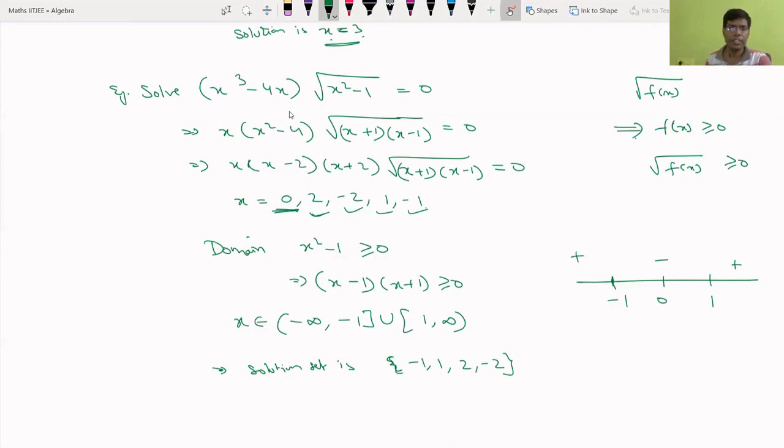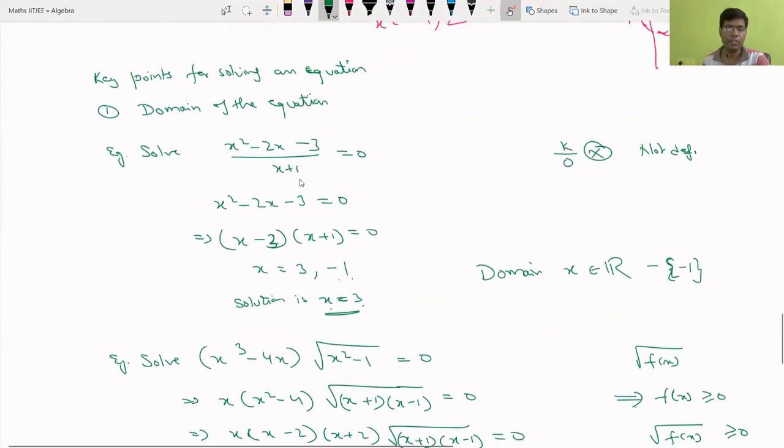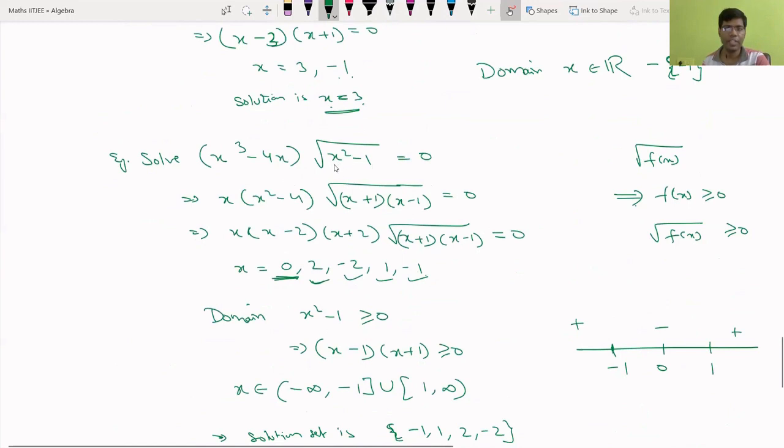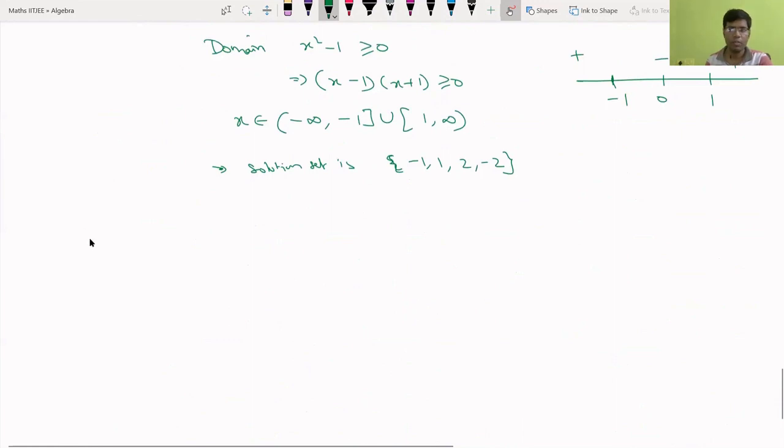Okay, so this was the first one, that is, we have to be very vigilant about the domain of the equation. The first thing we should take care of is that the denominator should never become 0, and the second thing is whatever goes inside a square root should be greater than or equal to 0. Then let's talk about the second thing, that is extraneous roots. Sometimes while we are solving, the domain may expand and give some extraneous roots.